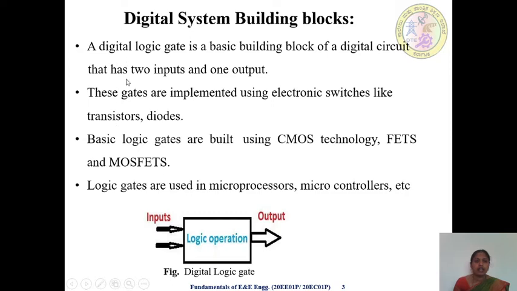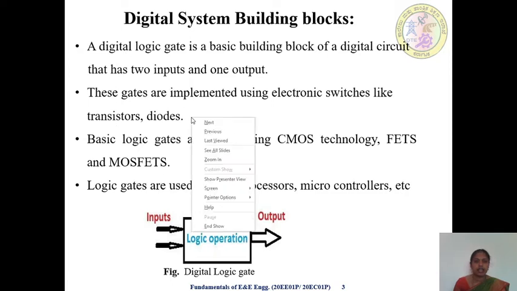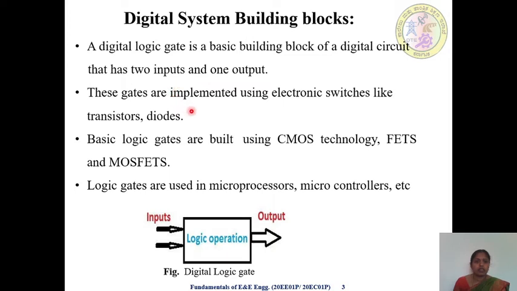A digital logic gate is a basic building block of a digital circuit that has two inputs and one output. See, this figure indicates it is a digital logic gate. It consists of two inputs and one output. That operation is called a logic operation.